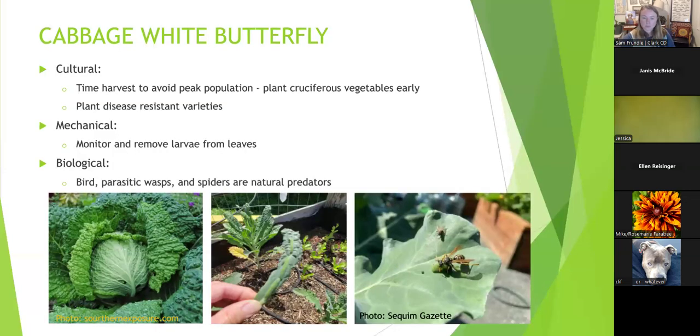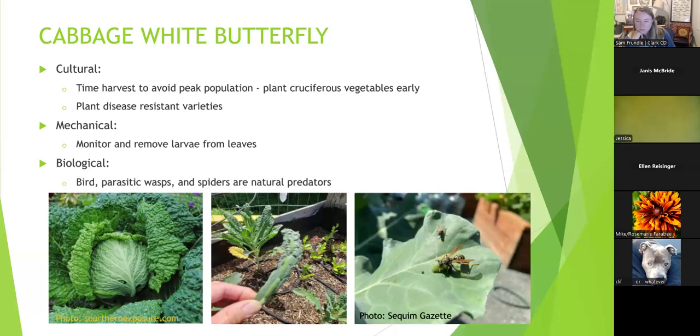We can also plant disease-resistant varieties. So, for example, in the picture on the left, that's a Savoy cabbage. It's got those curly leaves and lots of ridges in the leaves. Well, the cabbage moth doesn't like that variety. It would rather deposit its eggs into the smooth-leaved cabbage and kale. And so you can plant that and you'll have less effect from this insect.